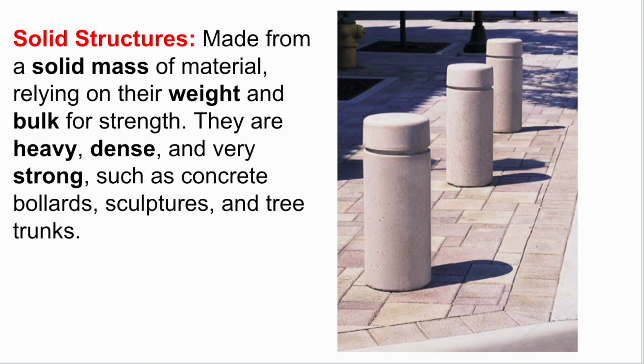The third type of structure that we want to concentrate on are solid structures. So these are made from a solid mass of material, and they rely on their weight and bulk for their strength. They're heavy, dense, and very strong. And you can think of things like concrete bollards or big metal or concrete sculptures or tree trunks and things like that. And they get their strength from just being dense and strong and having a lot of material.